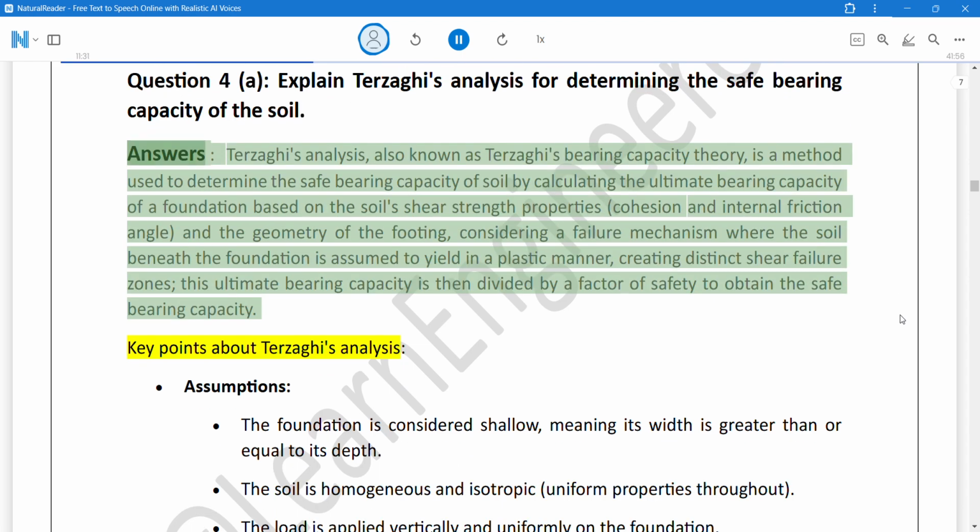Answers: Terzaghi's analysis, also known as Terzaghi's bearing capacity theory, is a method used to determine the safe bearing capacity of soil by calculating the ultimate bearing capacity of a foundation based on the soil's shear strength properties and the geometry of the footing, considering a failure mechanism where the soil beneath the foundation is assumed to yield in a plastic manner, creating distinct shear failure zones. This ultimate bearing capacity is then divided by a factor of safety to obtain the safe bearing capacity.